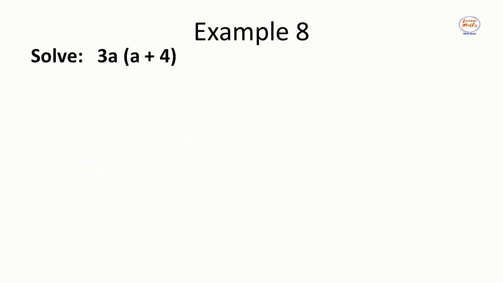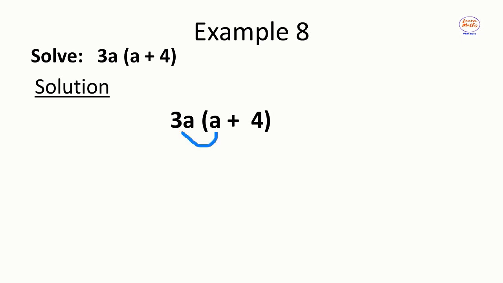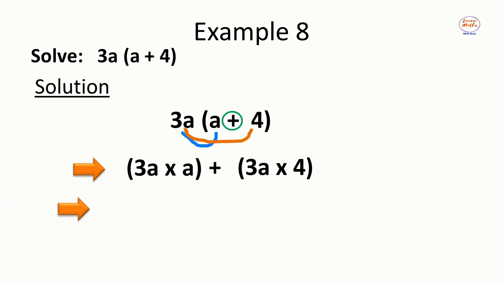So let's take another example that is similar to the previous one but with a little twist, and don't worry, you get it. So let's go on. We have 3a into bracket a plus 4. Simple procedure like what I've explained previously. You have 3a times a plus 3a times 4. Very simple. Now, like I explained in the previous video, you are not going to be adding your 3a and your a because this is multiplication.